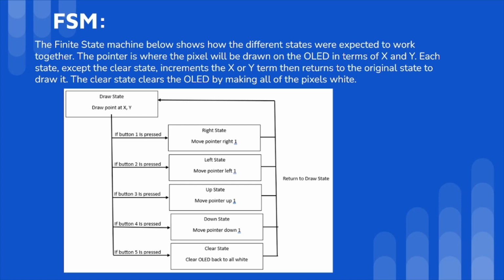So the finite state machine that we had originally designed would basically go from whichever button was pressed into their respective states and back to the draw state, where it would draw the pixel at that XY coordinate. Other than the clear state, which would clear the entire OLED by making it all white.